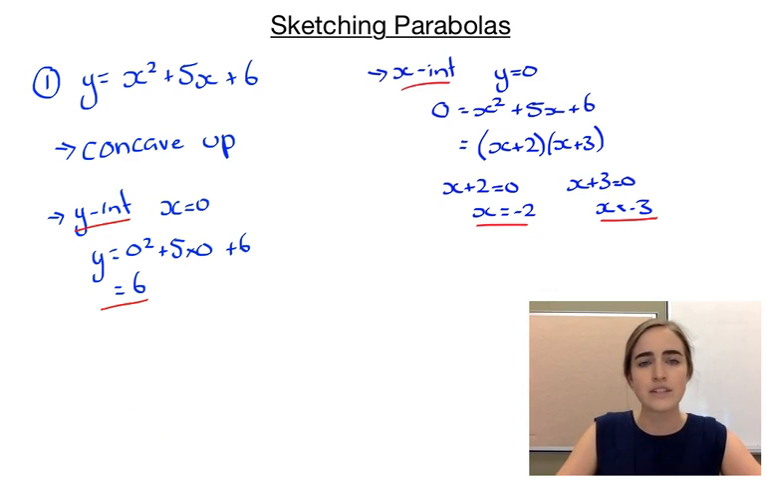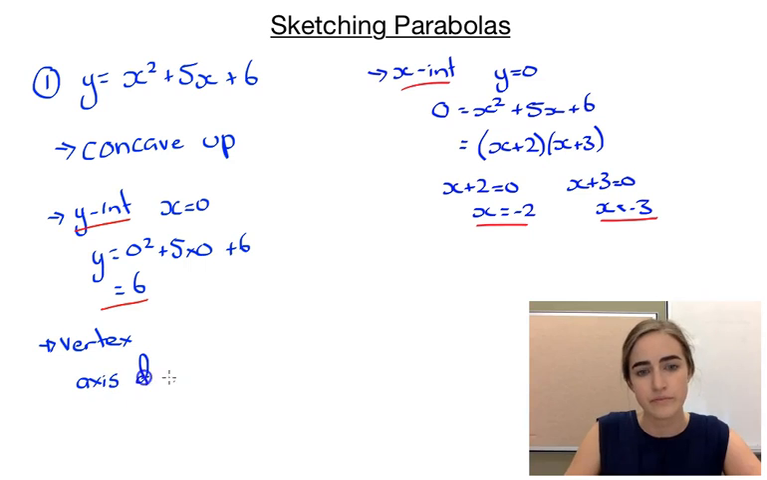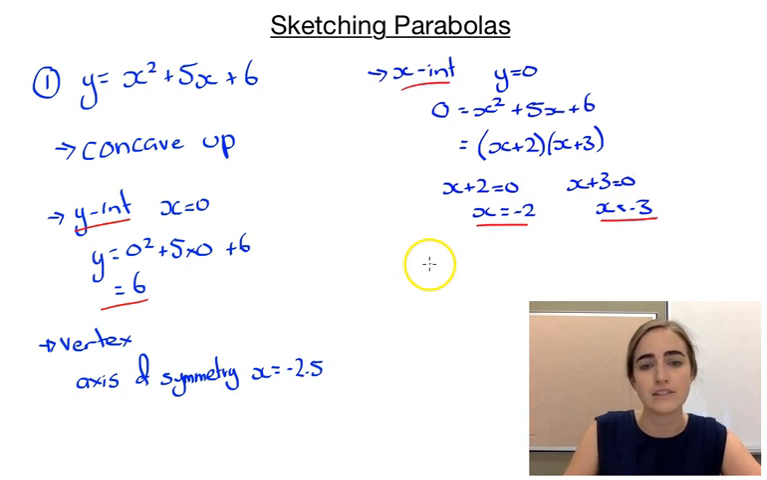The last thing we need to find is the coordinates of that vertex. So every parabola has an axis of symmetry, and we're going to find that first. So our axis of symmetry will have an x-coordinate that's halfway between our 2 x-intercepts. So this is for our vertex. So our axis of symmetry would have an x-coordinate of x equals minus 2.5 in this case. So halfway between minus 2 and minus 3.